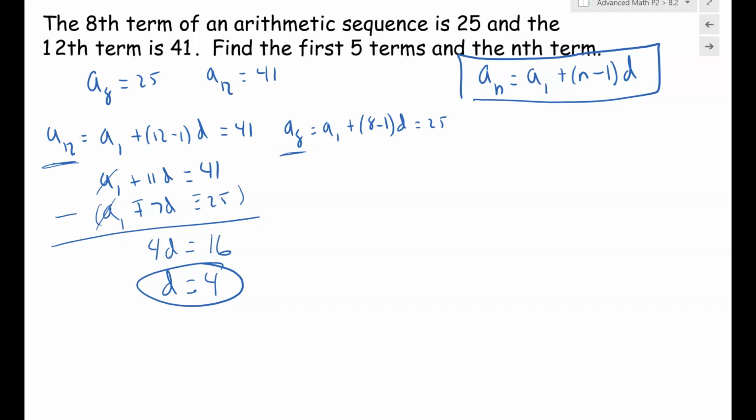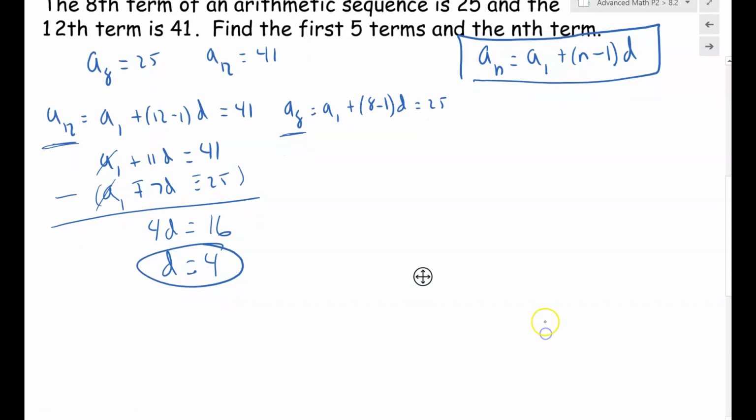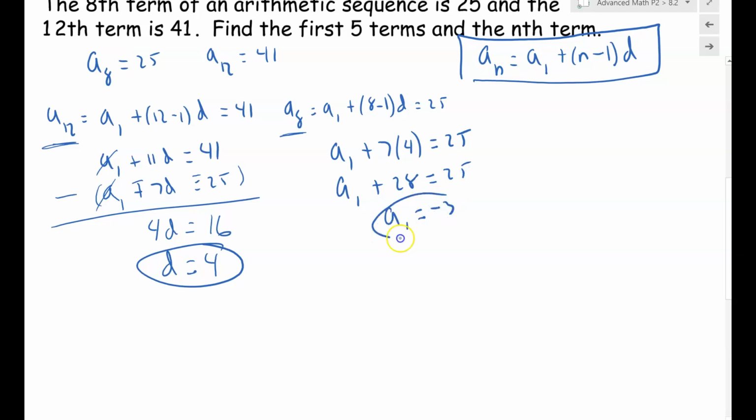We'll see. But I still need to know what A1 is. Well, how do I find that? Well, I just use one of these formulas up here that I have, and it doesn't matter which one, right? And what do I know? I know A1 plus 7. Well, now we know what D is. It's 4 equals 25. So we should be able to figure out what A sub 1 is. Okay, so A sub 1 is -3. So then that means my nth term is -3 plus n minus 1 times 4.